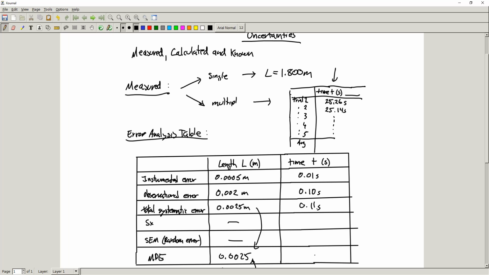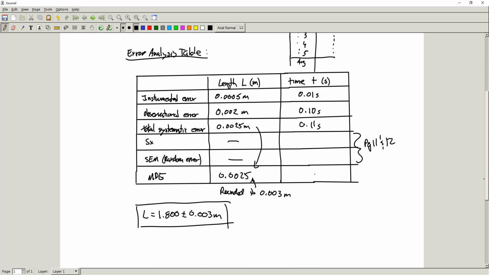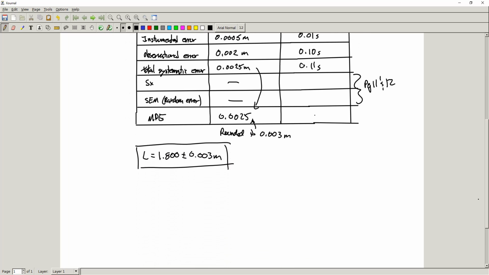The formulas for this are all laid out on page 11. So all this stuff you can find on page 11 and 12 of the lab manual. And maybe I'll just very quickly write down what the equation is in case you want to use this as a reference in the future. But if you want to find the standard deviation, it is simply this equation here. And I'm going to sort of unpack it in a second.